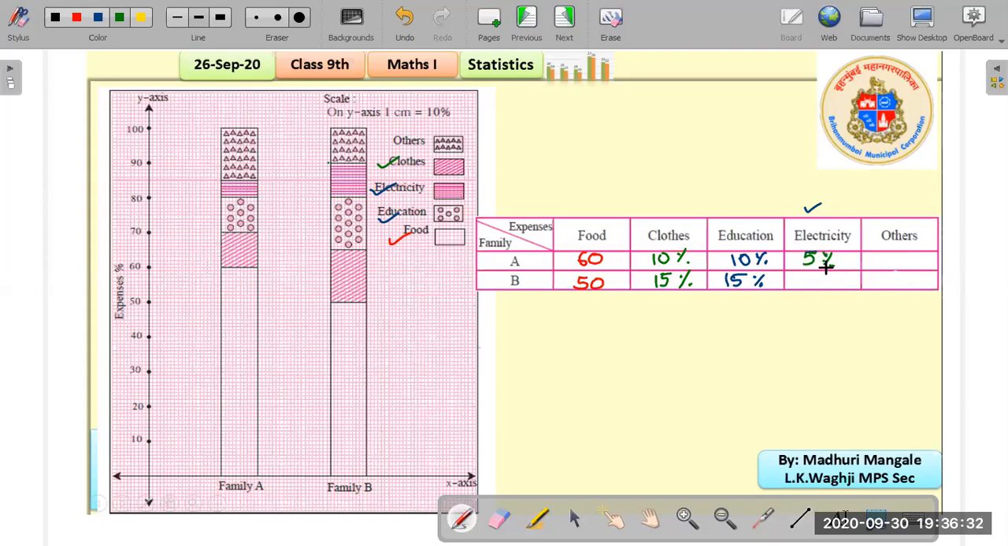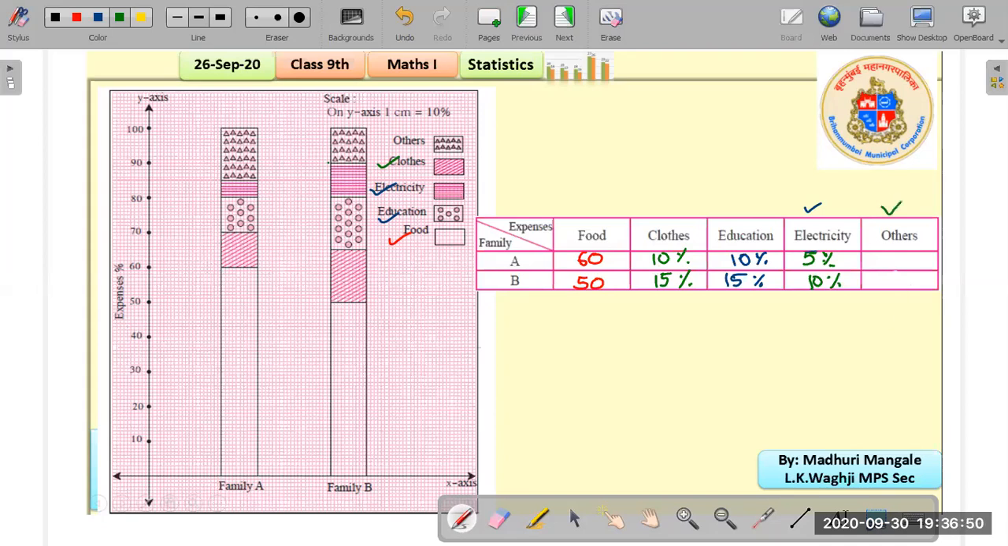And what about family B? How much is it? Again, we try to map that height on the y-axis. We can clearly see it is from 80 to 90, so that is 10%. So 10% electricity consumption for family B.